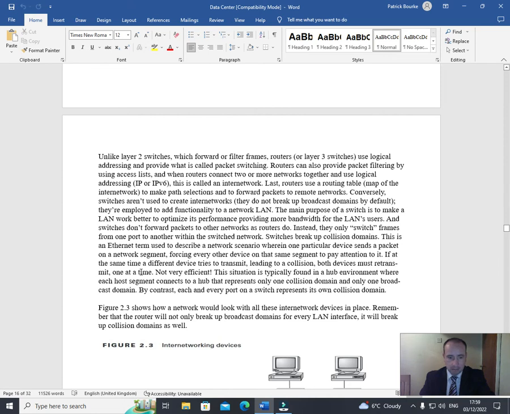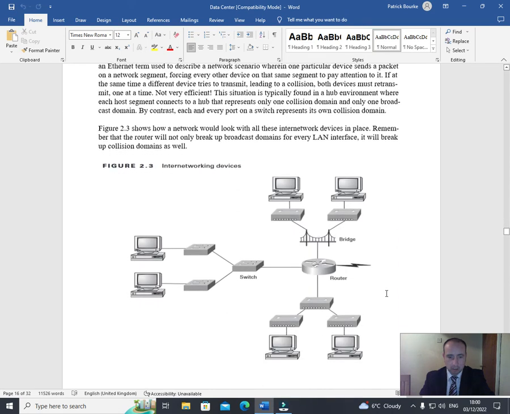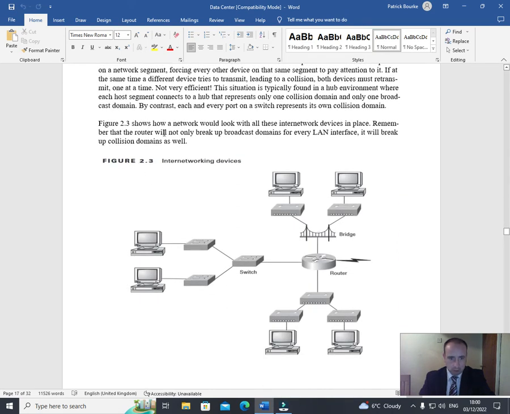If at the same time a different device tries to transmit, leading to a collision, both devices must retransmit one at a time, not very efficient. This situation is typically found in a hub environment where each host segment connects to a hub that represents only one collision domain and only one broadcast domain. By contrast, each and every port on a switch represents its own collision domain. Figure 2.3 shows how a network would look with all these internetwork devices in place.